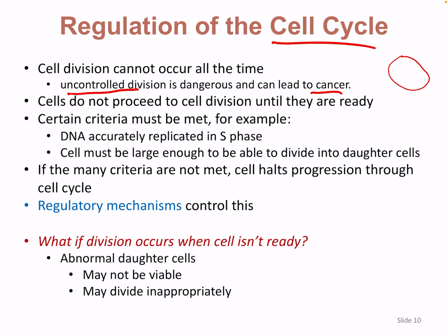Cells do not proceed to cell division until they are ready. Criteria must be met. For example, DNA must be accurately replicated in S phase, so it's being checked for accuracy. The cells must be large enough to be able to divide into daughter cells. If the criteria are not met, the cell halts progression through the cell cycle and usually is destroyed by apoptosis. We have regulatory mechanisms that control this. If division occurs when the cell isn't ready, this can result in abnormal daughter cells that may not be viable and may divide inappropriately. These can be seen in some different conditions as well.